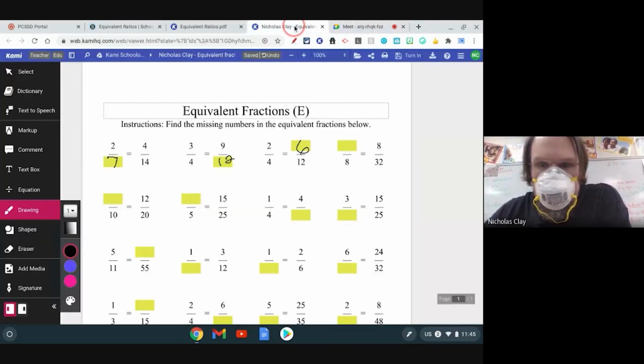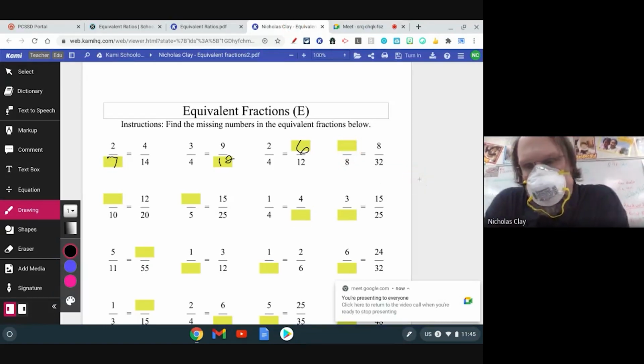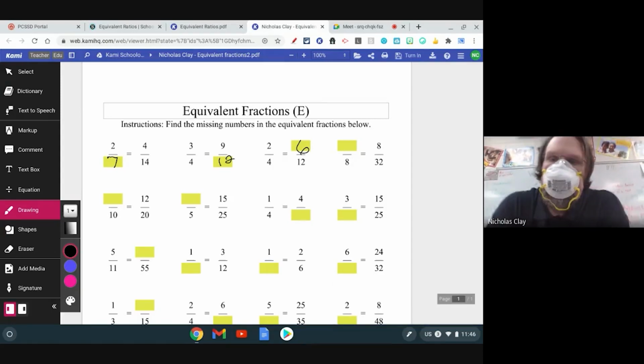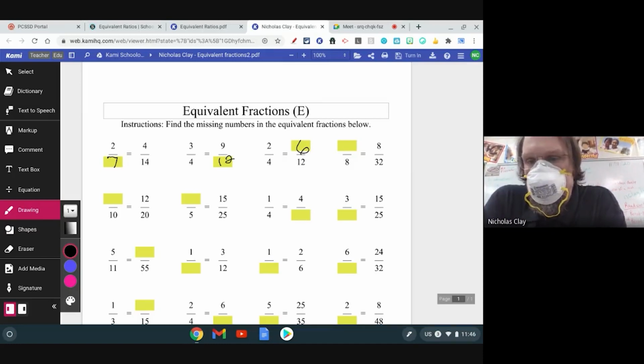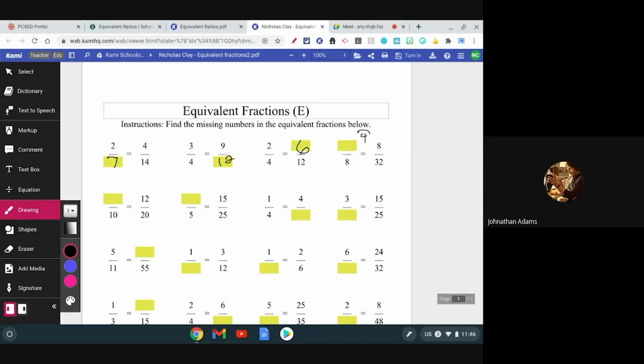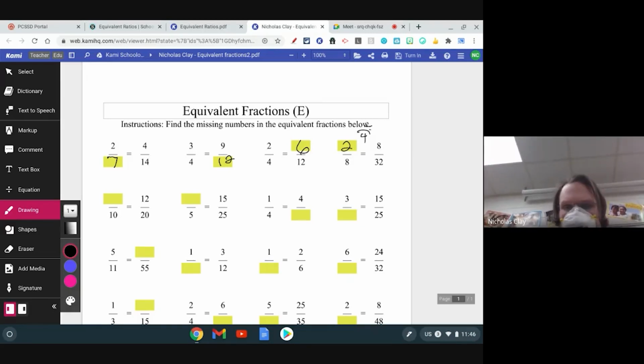Jonathan. What times 8 gives me 32? 4. So I know that 8 times 4 is 32, and now I'm going back to the left. So what am I going to do with the 8 and the 4 on the top part? Divide by 4. 8 divided by 4, 2. Yeah, so multiply times 4, divided by 4. So times 3, times 3.